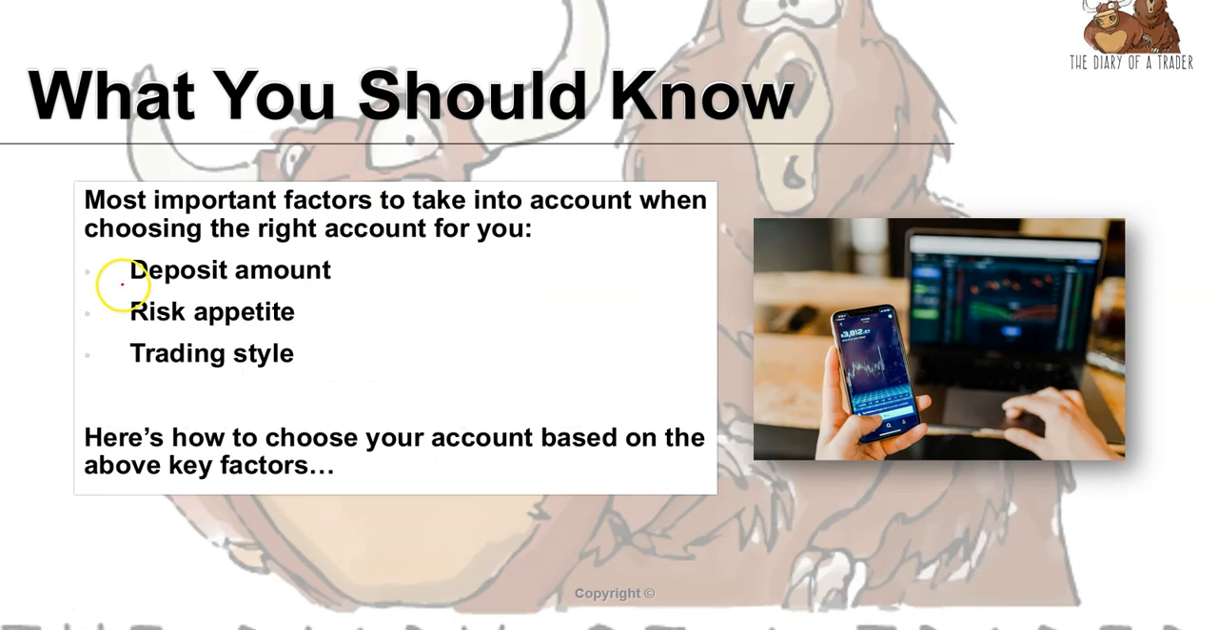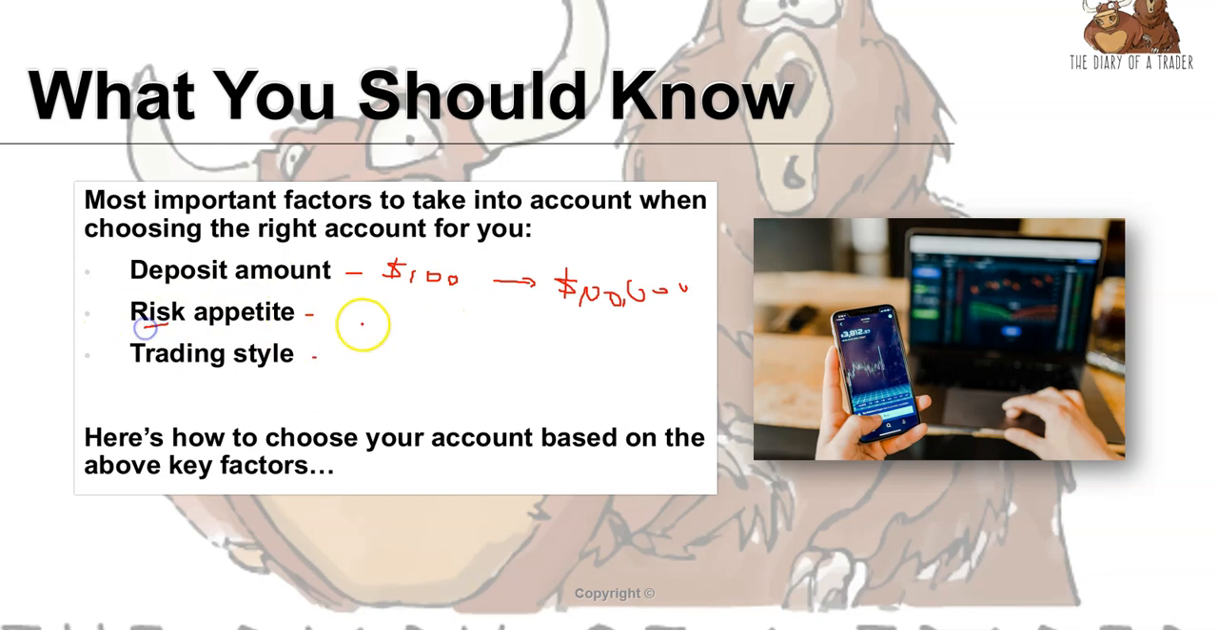Okay, so what should you know? Well, the most important factors to take into account are the deposit amount, the risk you're going to use, and your trading style. So with the deposit amount, there are accounts for $100 or less, and then there are accounts for much bigger, like 100,000. So if you're really starting small, then you may want a different account to keep your risk to a minimum.